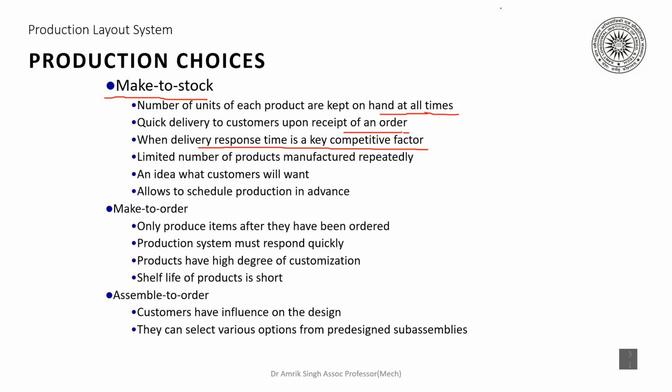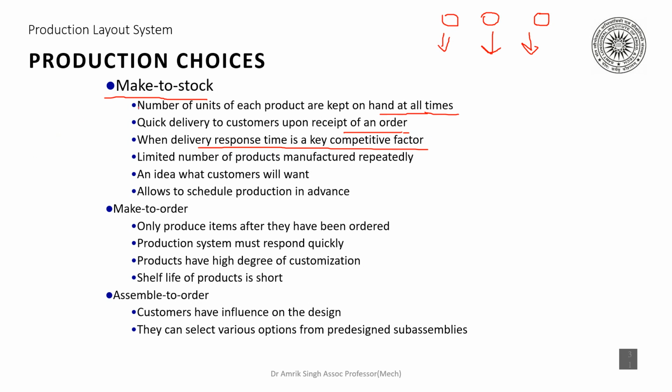It is advantageous when the delivery response time is a key competitive factor. So we produce for such items. Suppose a person is making, say, cameras. Canon is there, Sony is there, and maybe a Kodak. Now it is closed, of course. So these three people are there, and if they have made as per MTS and are keeping the item in stock, they can supply. Whosoever supplies fast will get the order at a low cost.